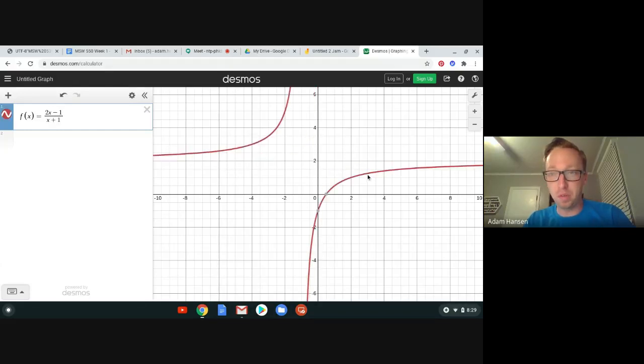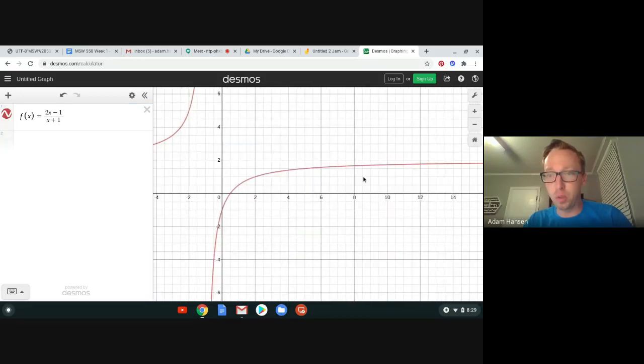As x approaches infinity, as x gets arbitrarily bigger and bigger and bigger, infinitely bigger and bigger, my function is going to get closer and closer and closer to 2.